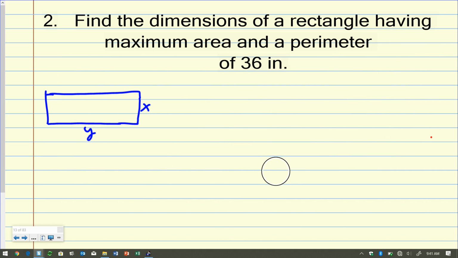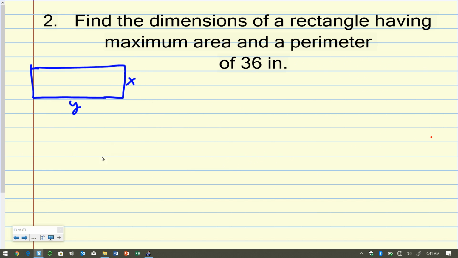Okay, got a rectangle, and I'm going to label my rectangle as X and Y. You can do B and H, do whatever you want. Just don't do what some of you guys did on the test, which was to make a triangle instead. Okay, all right. So this is a rectangle, and the question is, they want you to maximize the area.